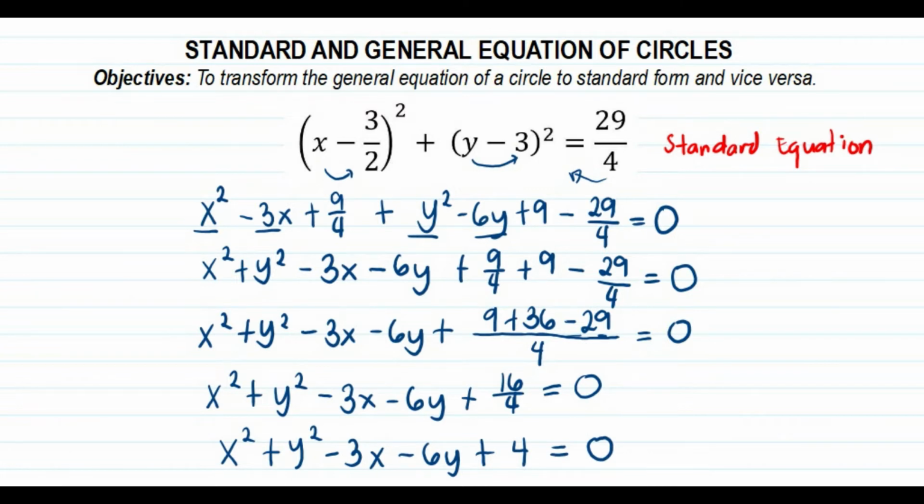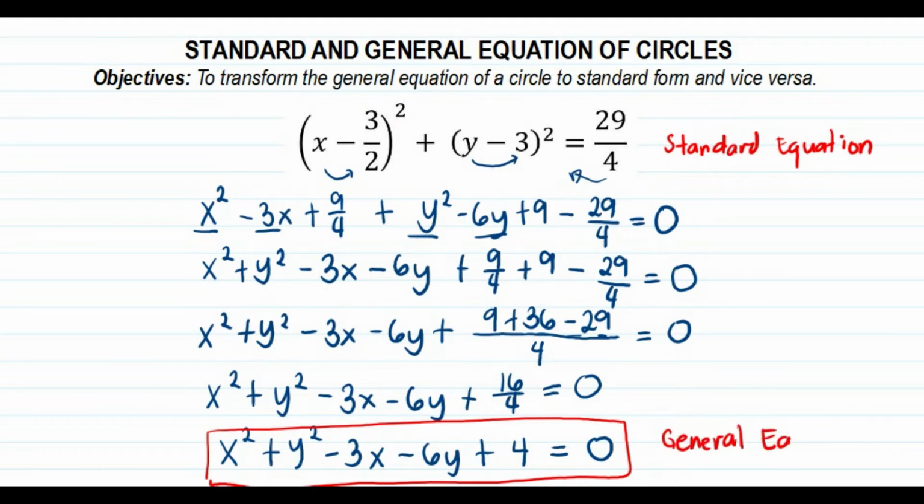And this is the general equation of the circle with the standard equation, the squared of x minus 3 halves plus the squared of y minus 3 equals 29/4. Now, from just standard to general equation, mapapansin niyo na mayroon siyang a format, and this format will be explained on the next slide.